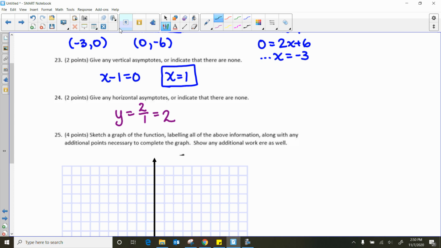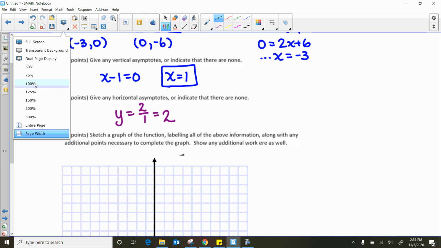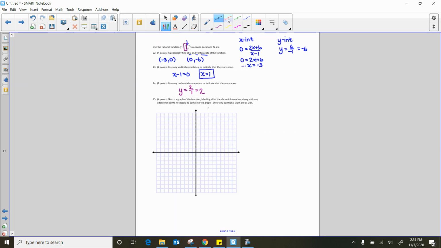When you sketch a graph, if you wanted full credit on this, you had to sketch me the graph of what your work said, not what your calculator said, meaning I needed to see an intercept at (-3, 0), at (0, -6). We had a vertical asymptote at x equals 1. We have a horizontal asymptote at y equals 2.